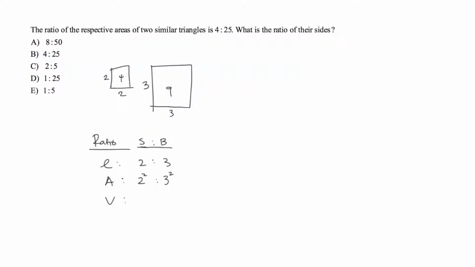And if these are cubes, if these are volumes, then the ratio of the volumes would be the sides cubed. So for squares and cubes, the relationship is kind of easy.